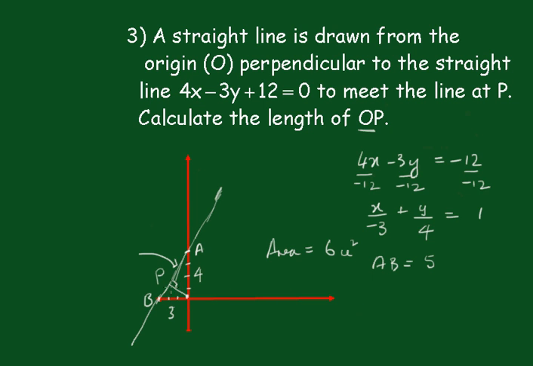Now this is the height. OP is actually the height of this triangle. So the area of the triangle is equal to half the base, which is 5, times the height. So here we can see that 12 equals 5h. So h equals 12 over 5, or 2.4 units. So the perpendicular, or the length of OP, is 2.4 units.